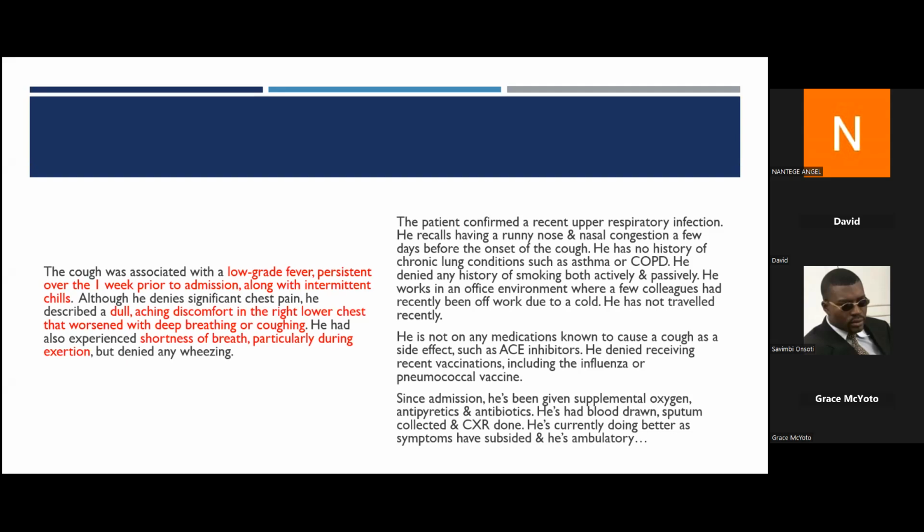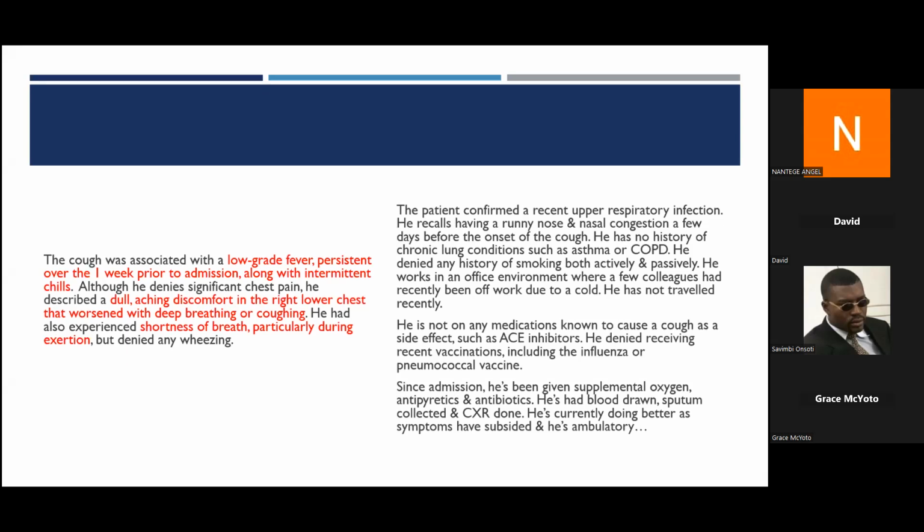I have a question. Yeah. If you mention that he denied any history of smoking in the HPI, do you also have to mention it again in the family social history part? Also the part of the colleagues. Okay, yeah, the smoking part.